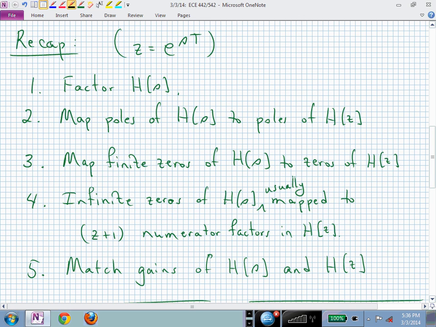Those then would each correspond to a z plus 1 factor. Now in your numerator you would have a (z+1) cubed in your discrete equivalent using this pole zero mapping, unless we do something different, which we'll show in a minute, if we have an implementation constraint or an implementation issue. Then we match the gains. And where do we match the gains?